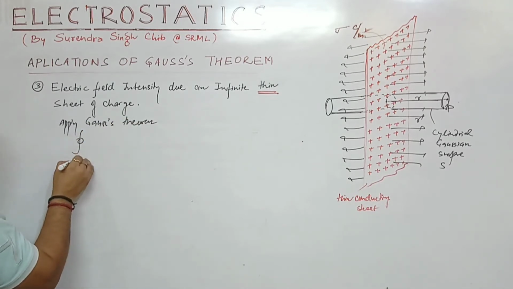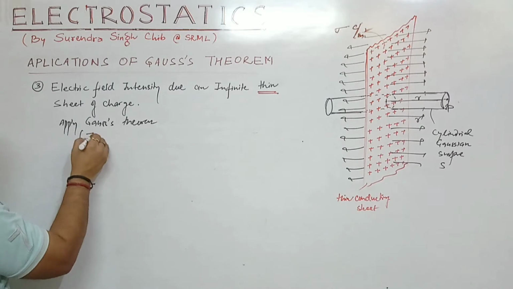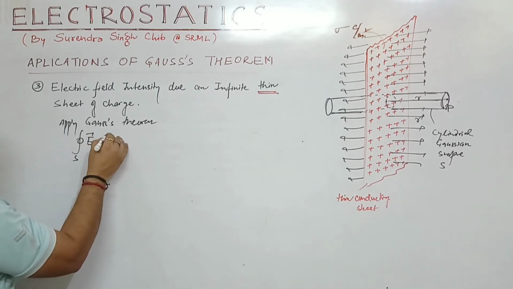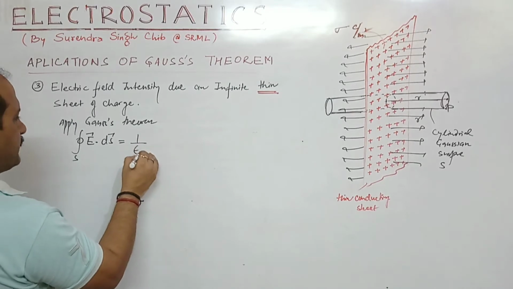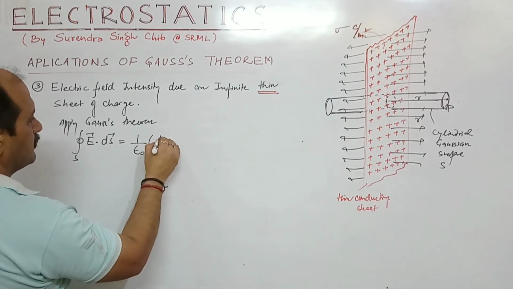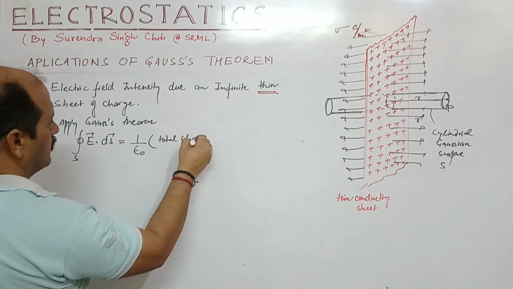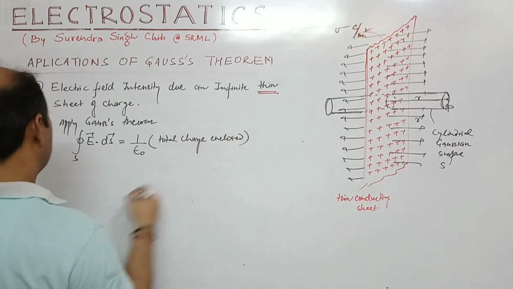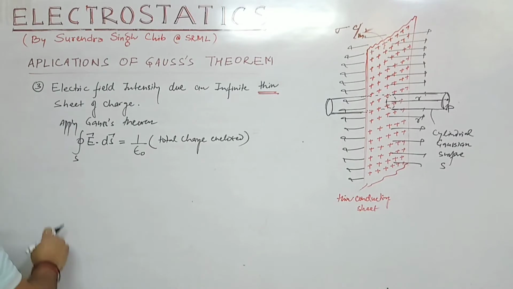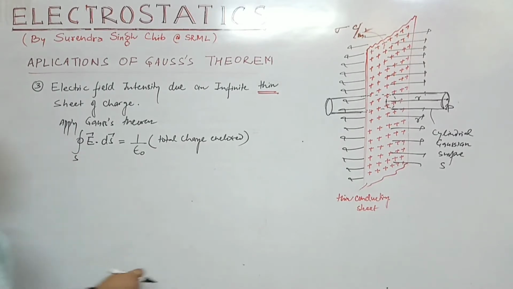Surface integral, closed. The surface integral of the electric field over a surface dS is equal to 1 upon epsilon naught times the total charge enclosed. Now see, again we have three surfaces here.